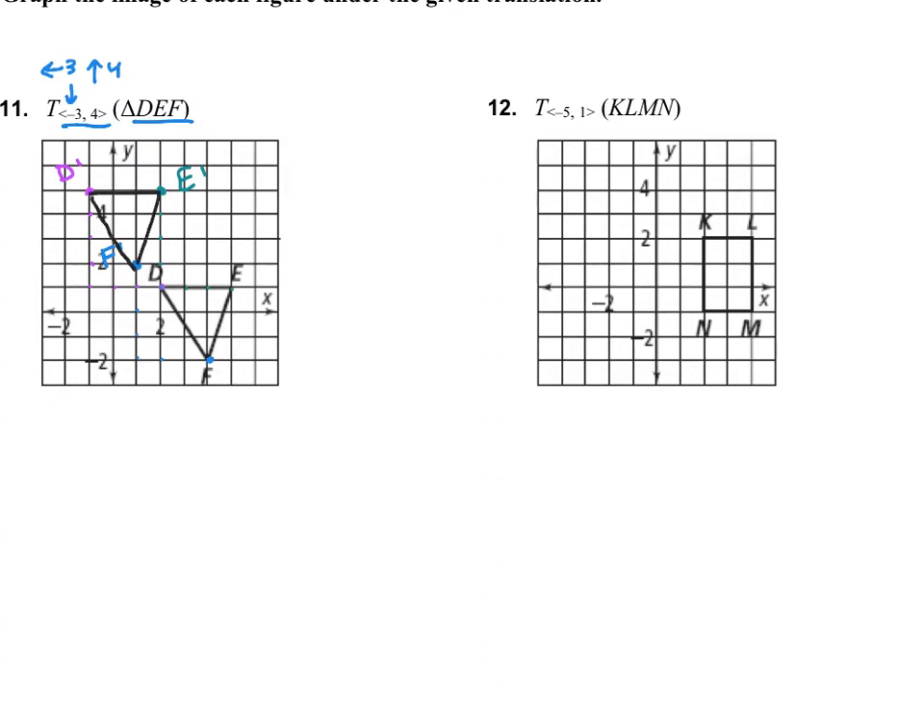Last one. This is left 5 and up 1. So take N, 1, 2, 3, 4, 5, up 1. M, 1, 2, 3, 4, 5, up 1. K, 1, 2, 3, 4, 5, up 1. And L, 1, 2, 3, 4, 5, up 1. And there's our translated quadrilateral.